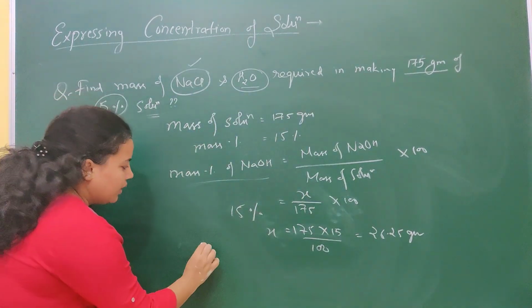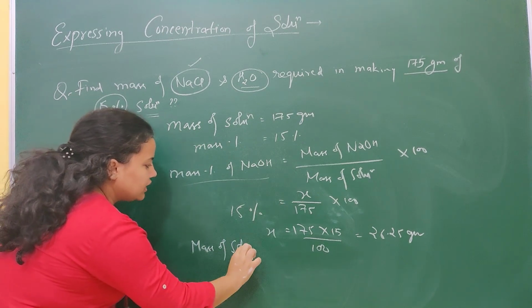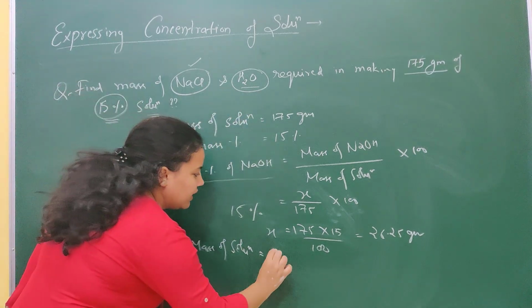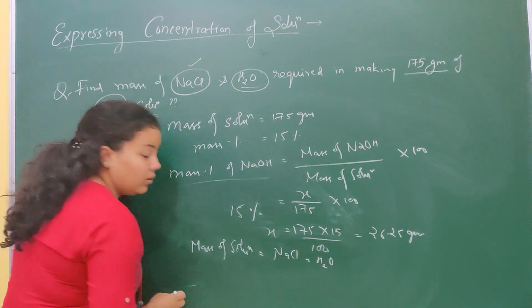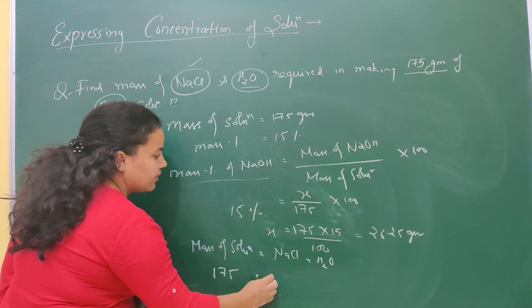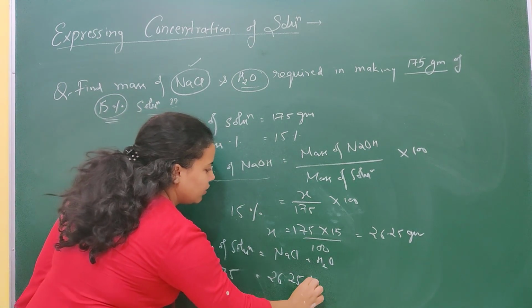Right? Now, the mass of solution, what will this solution be made of? When NaCl and H2O dissolve, it will be made up of mass of NaCl and mass of H2O. The mass of solution is known to me, which is 175. NaCl we have just now calculated as 26.25.